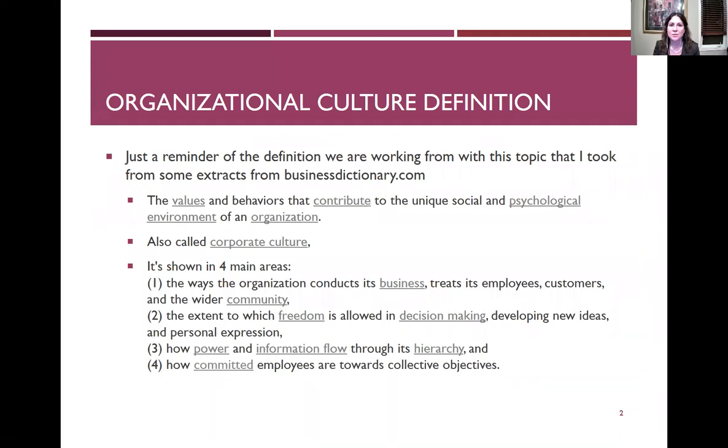I just wanted to take a moment to remind us of the definition that we're working from with this topic, that I did take from some extracts from businessdictionary.com. We have reviewed this in previous lessons, but I just want to remind us that the values and behaviors that contribute to the unique social and psychological environment of an organization is the organizational culture or corporate culture. It's shown in four main areas.